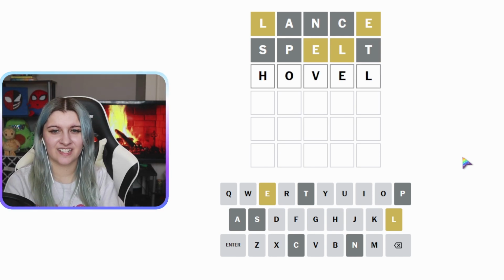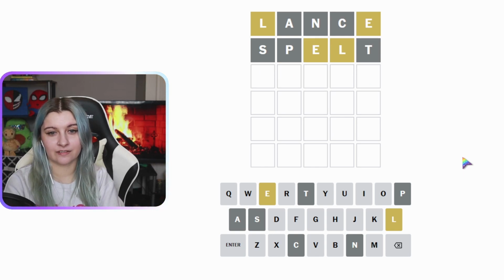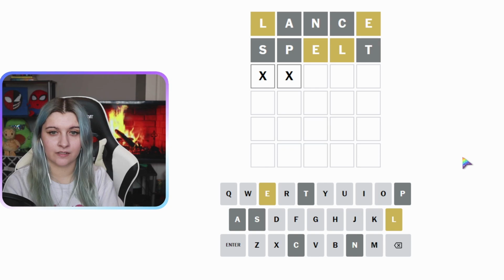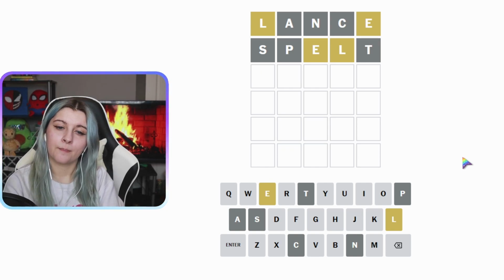This is a word, isn't it? I don't really know what it means. Lover. It can't start with an L. I think the word's been that before because a lot of people started with that on Wordle TikTok.